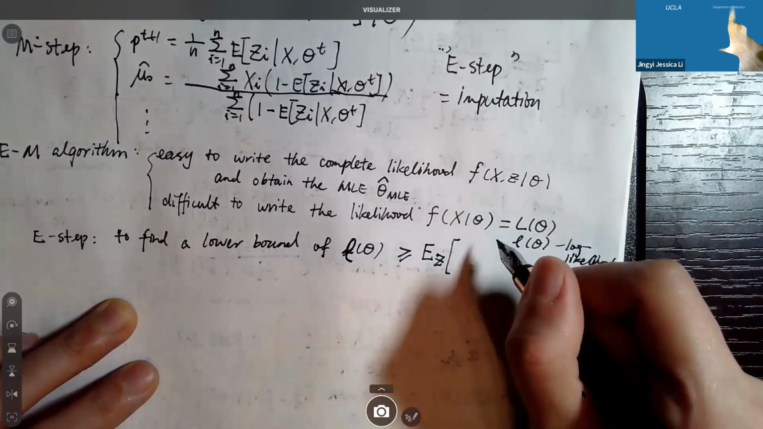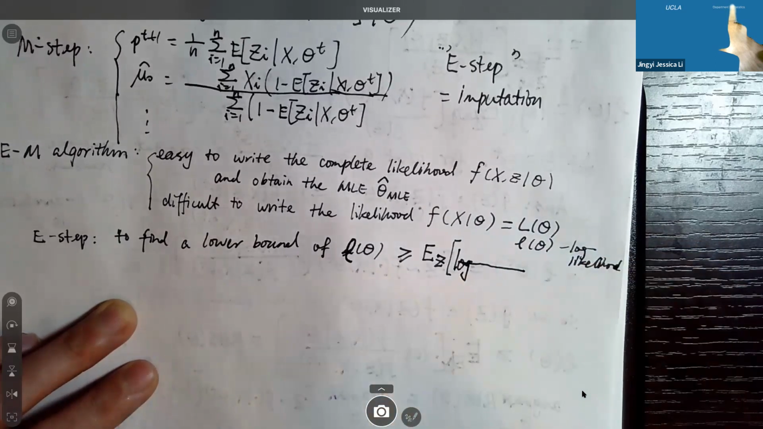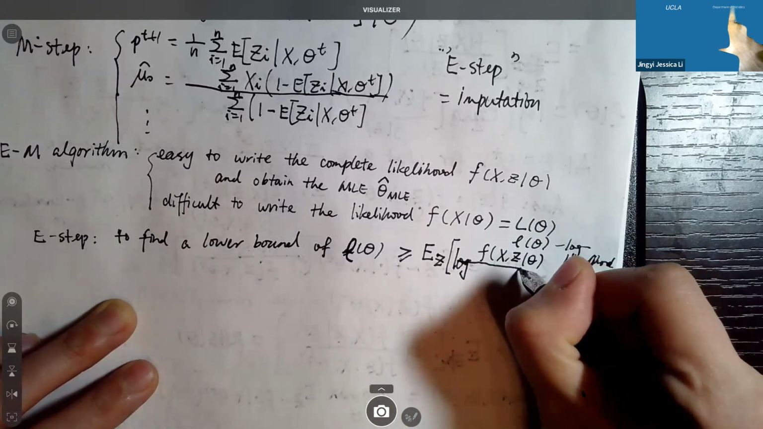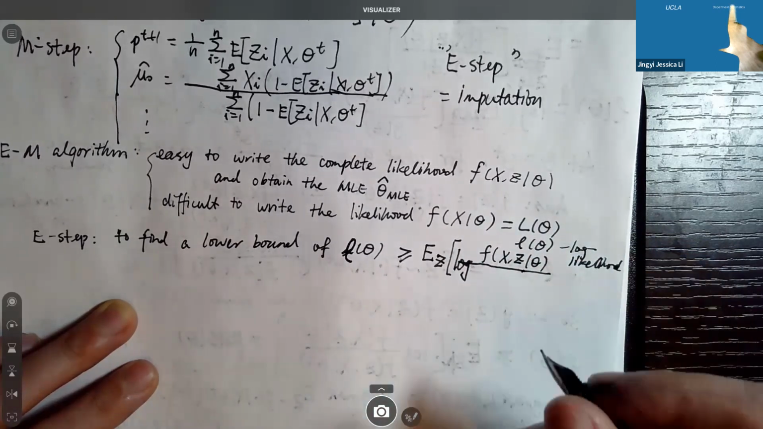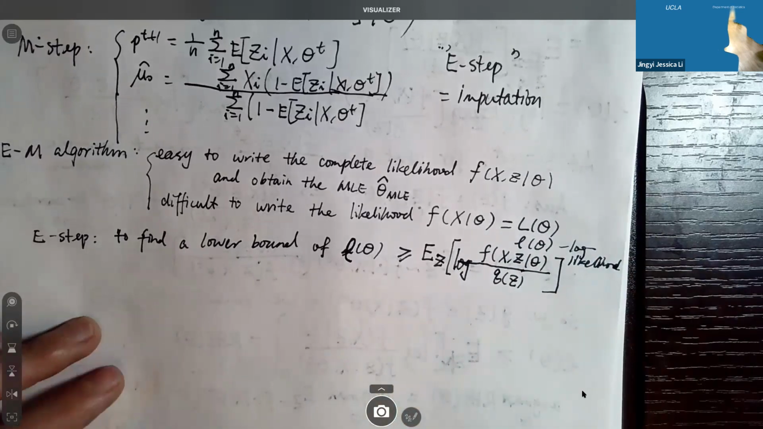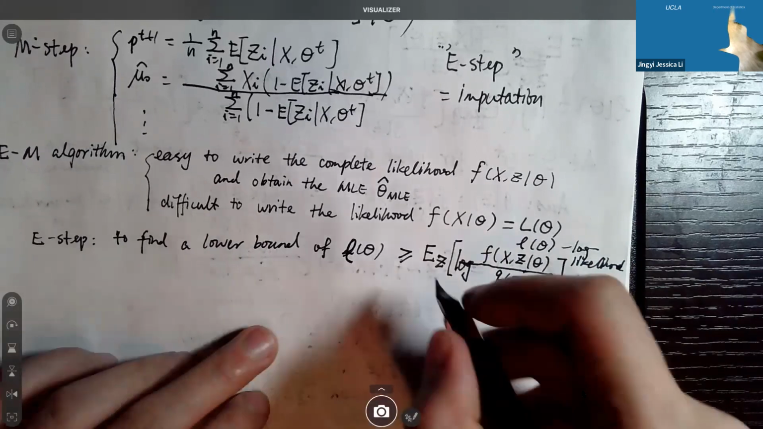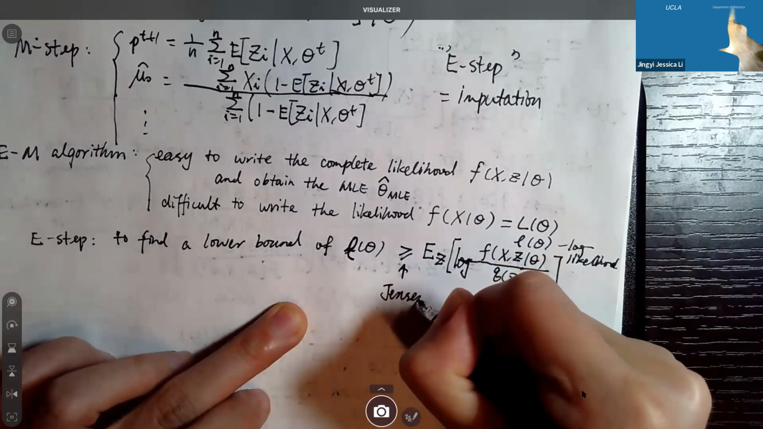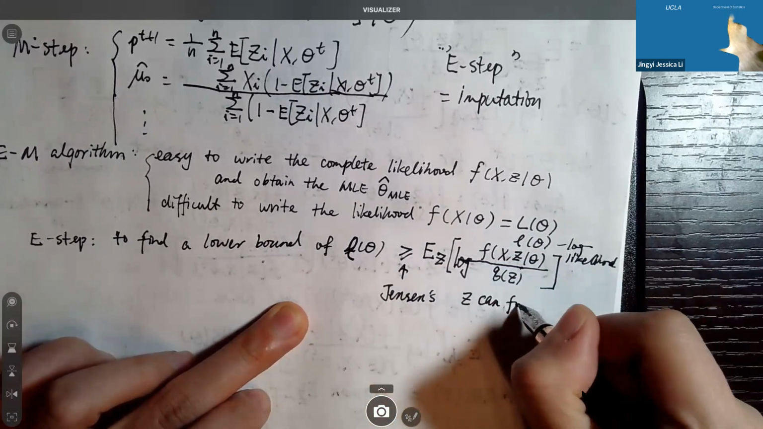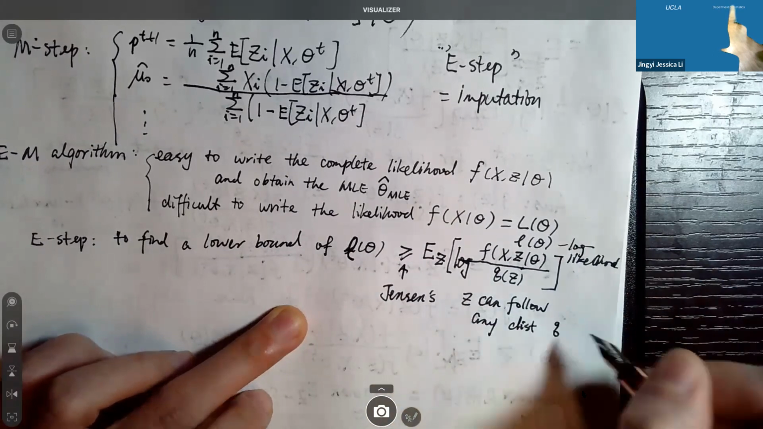So it's basically, we have this log of f(x, z | theta) divided by some distribution of z. I'll just call that q(z). We said that we can use Jensen's inequality to go here. So this is just by Jensen's. And q(z) can follow any distribution with density q. This is it.